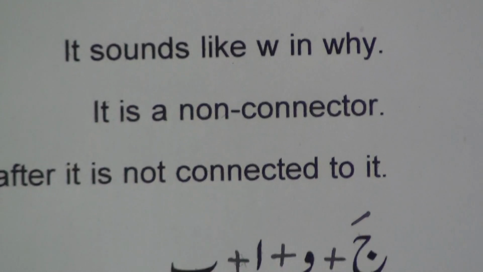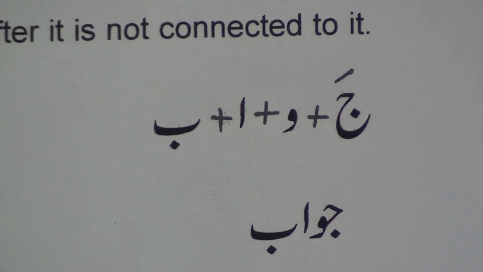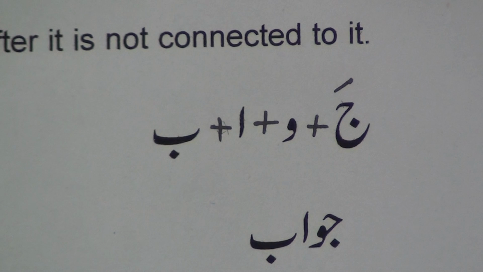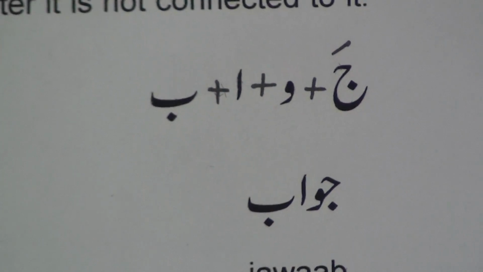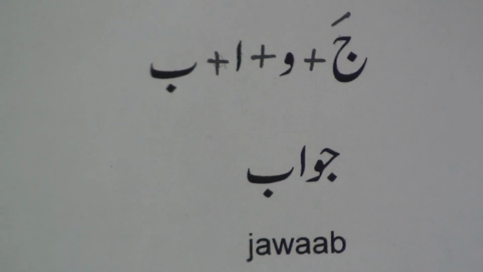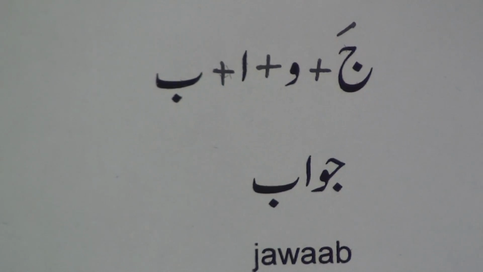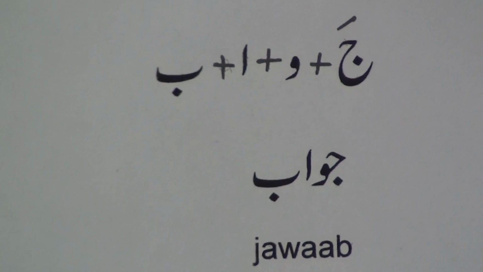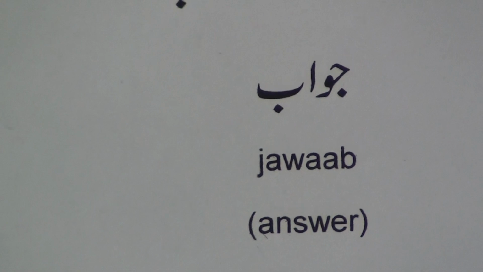Let's see some words. Jawab. Jim zabar ja, waw alif, wa and be. Jim zabar ja and waw are connected. And since waw is a non-connector, alif is written separately. Alif is also a non-connector, so be is also written separately. Jawab means answer.